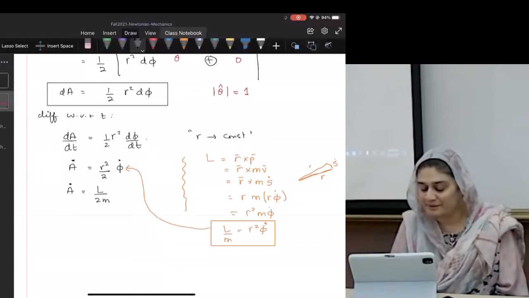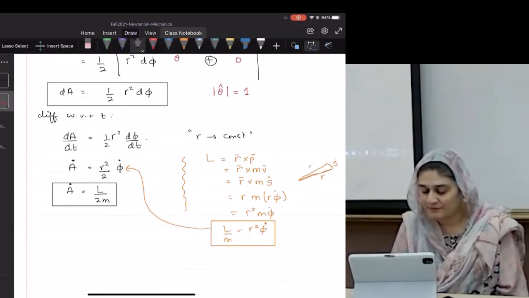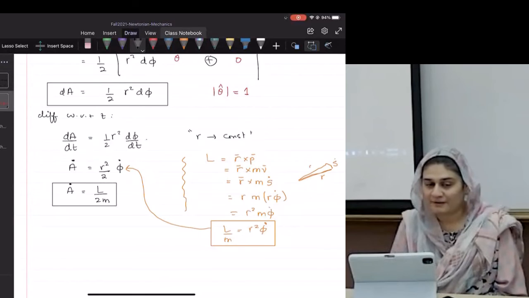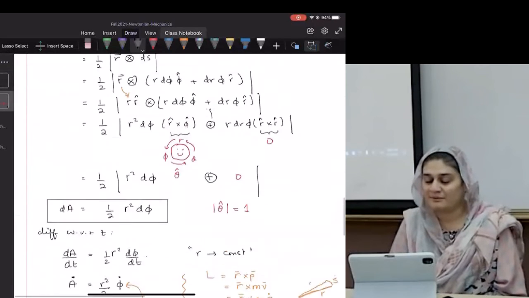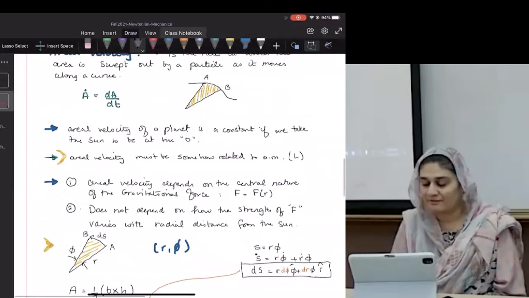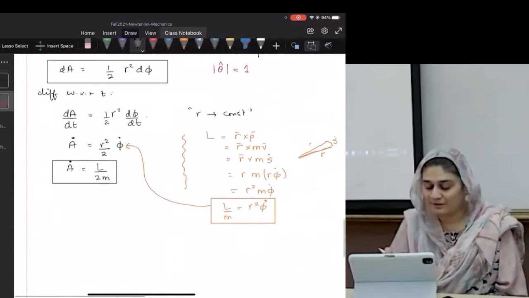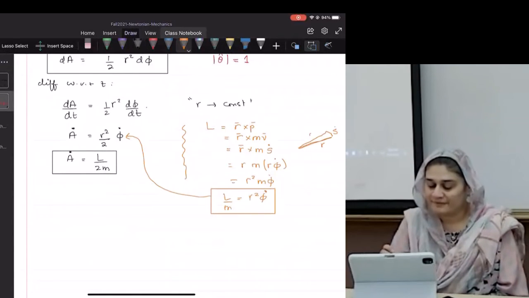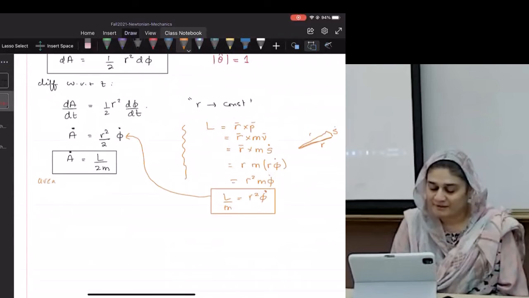And I made a claim at the beginning. That claim said what? We made a claim saying that it does not depend on how we structure that varies with radial distance. But before that, the one we put in the golden line, areal velocity must be somehow related to... What does this equation say? Areal velocity equals angular momentum.